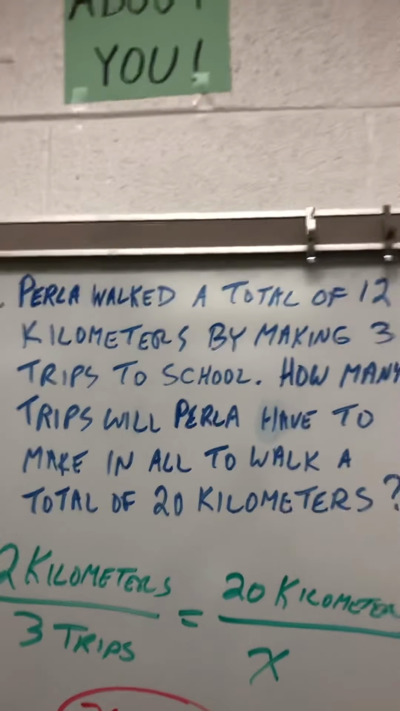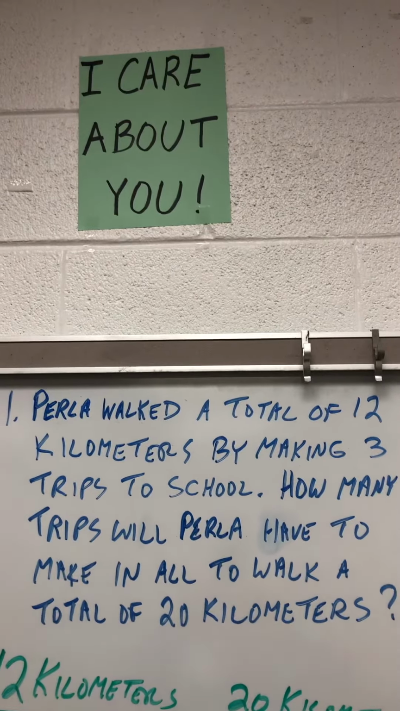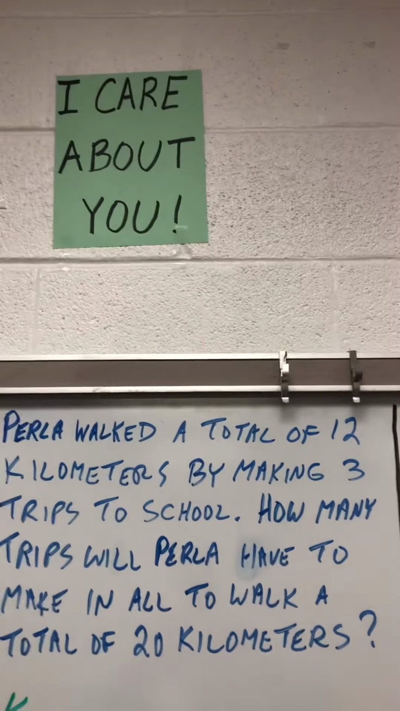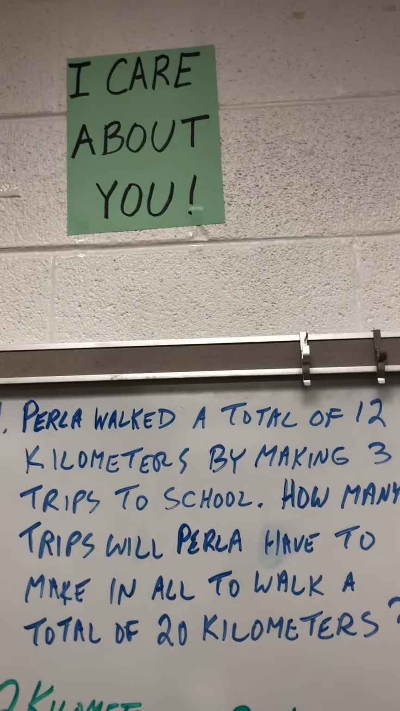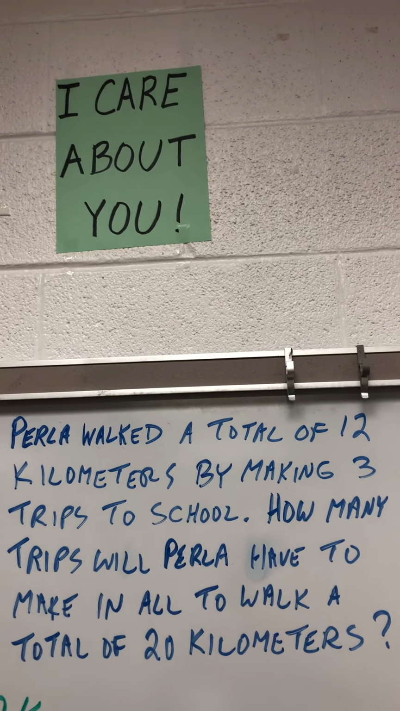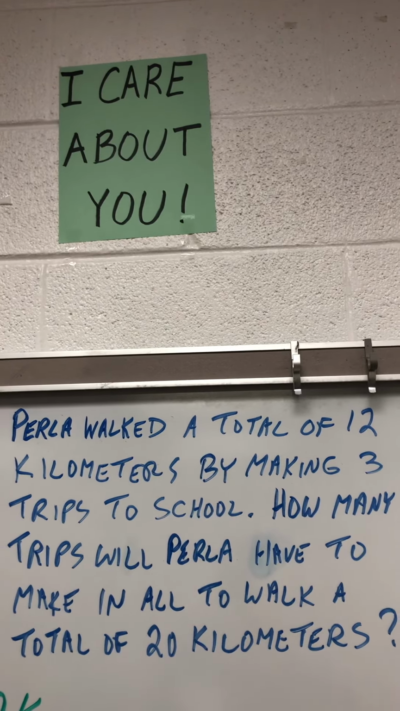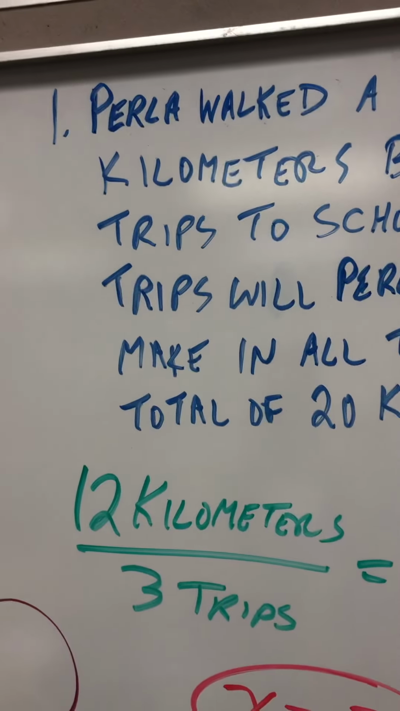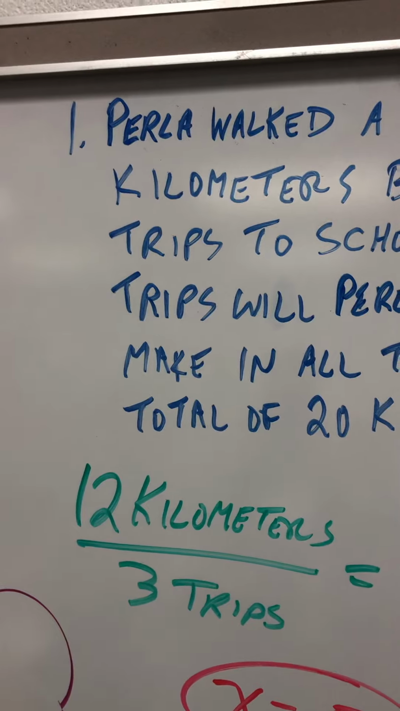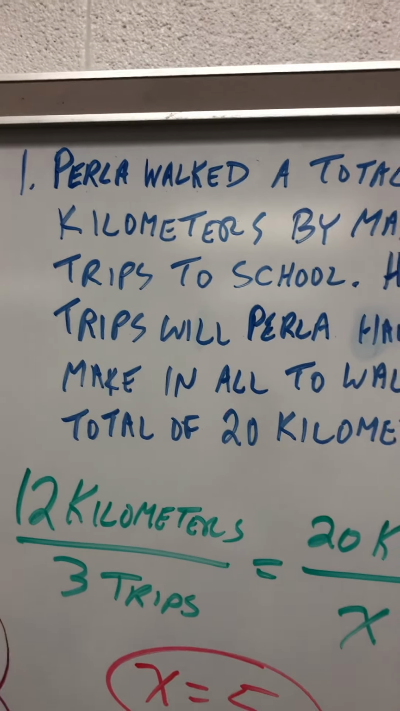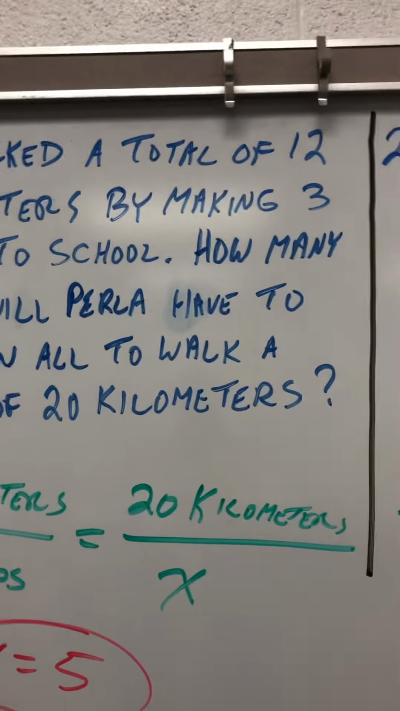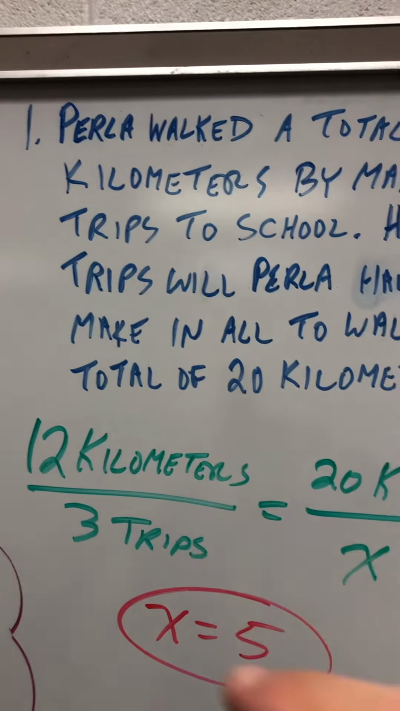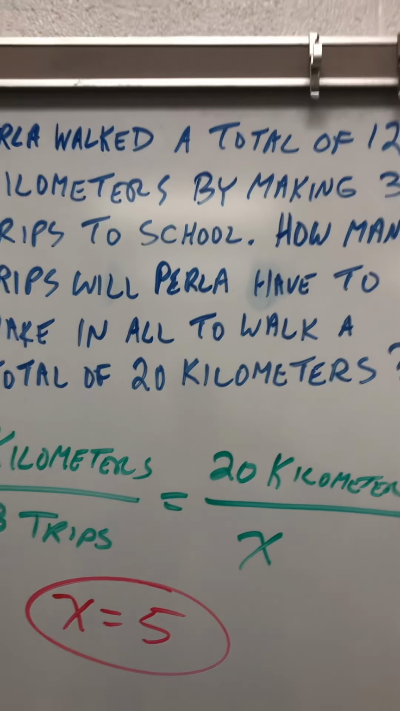right? So how many trips will Perla have to make in all to walk a total of 20 kilometers? Well, all right. So there's 2 ways to do this. One way is to say, well, 12 kilometers in 3 trips, just put 12 kilometers over 3 trips. And then to do 20 kilometers, does 20 go on the top or on the bottom? Well, it goes on the top, right? Because if you have kilometers on top over trips, then you're going to have kilometers on top over trips.